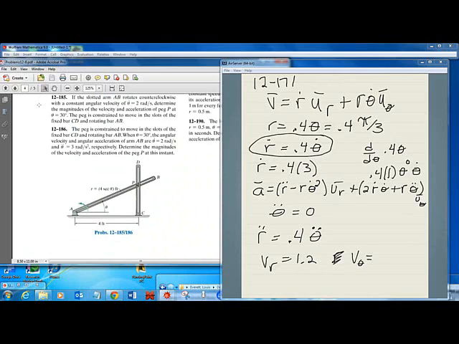The slotted arm AB. So it's looking at this picture here. Slotted arm AB rotates counterclockwise with a constant angular velocity. Determine the magnitudes of velocity and acceleration of peg P at theta equal 30 degrees. The peg is constrained to move in the slots of the fixed bar CD and rotating bar AB.